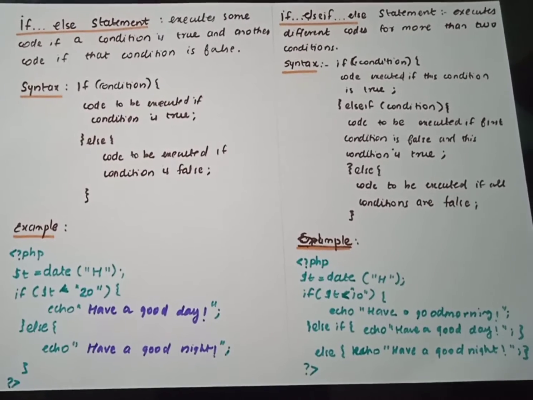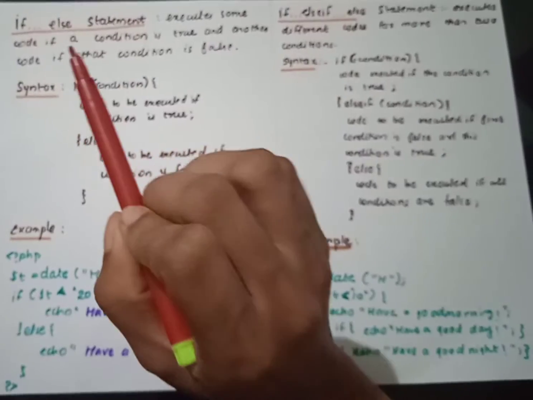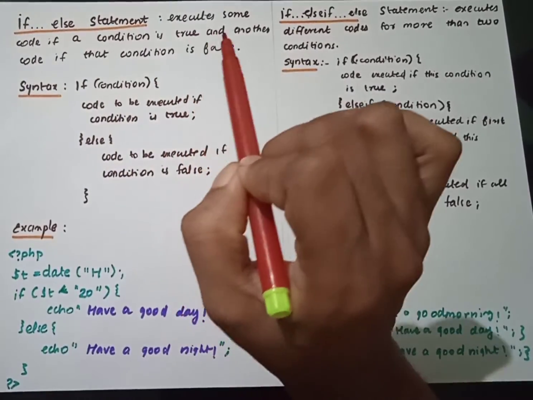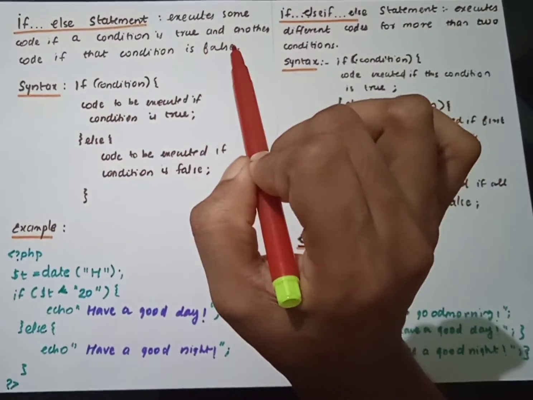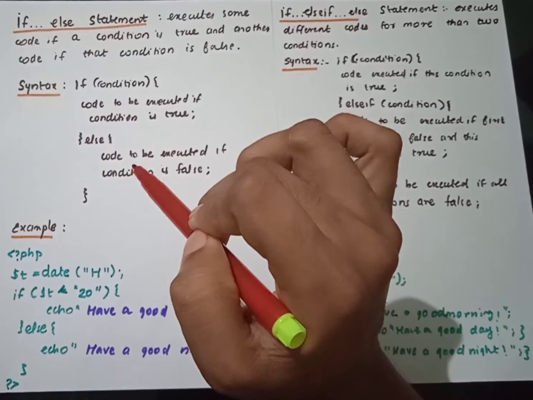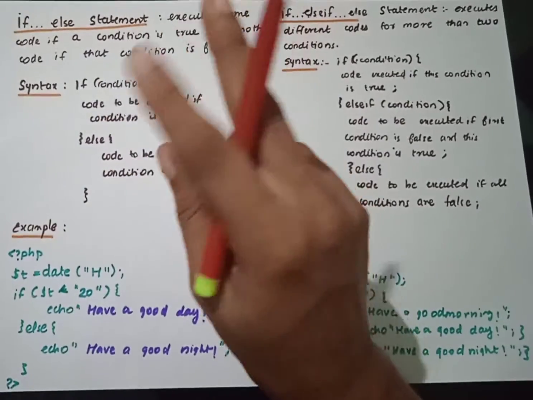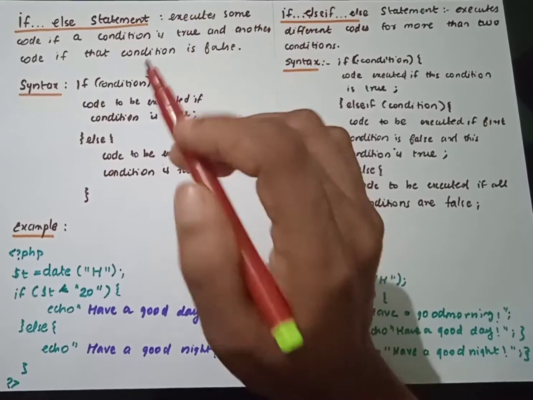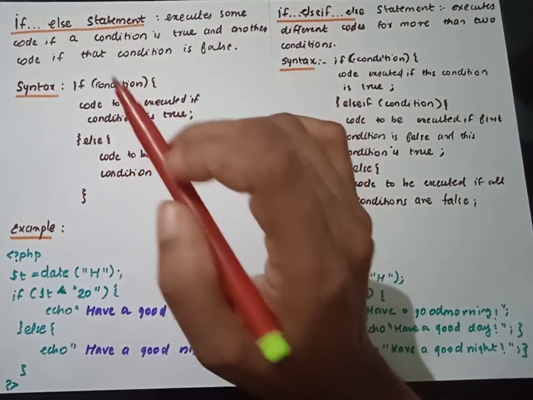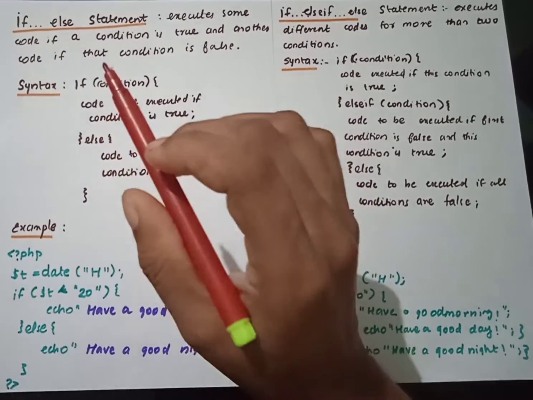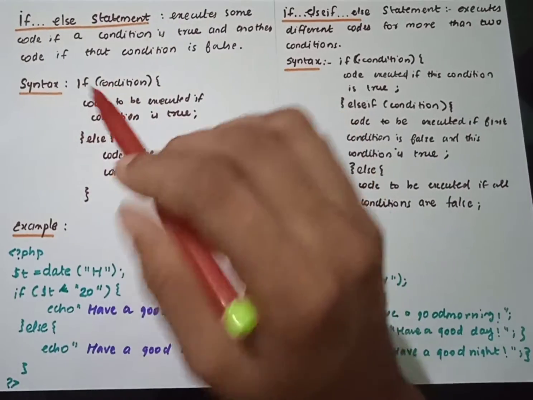So the next one is the if else statement. It executes some code if a condition is true and other code if that condition is false. So if we have two different options or two different conditions in our program, you can satisfy them and code that in one set of statements itself, and that is called if else. So here is the syntax.